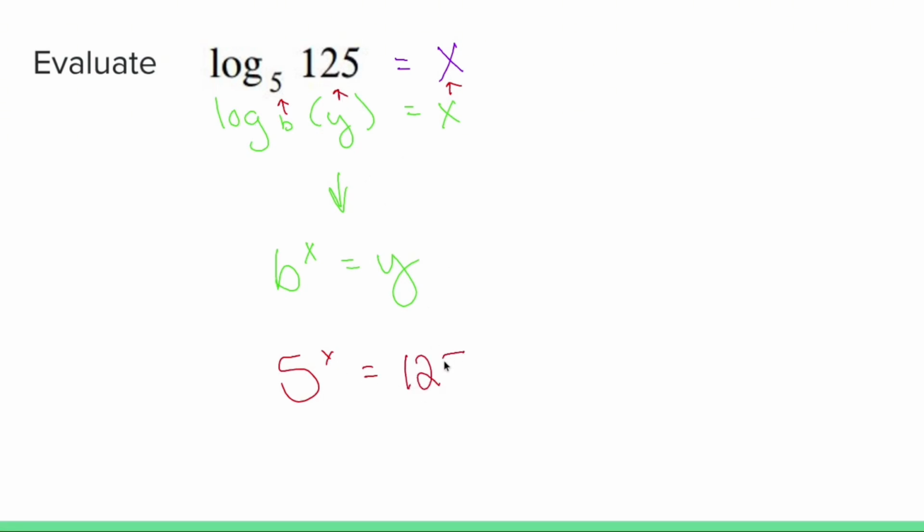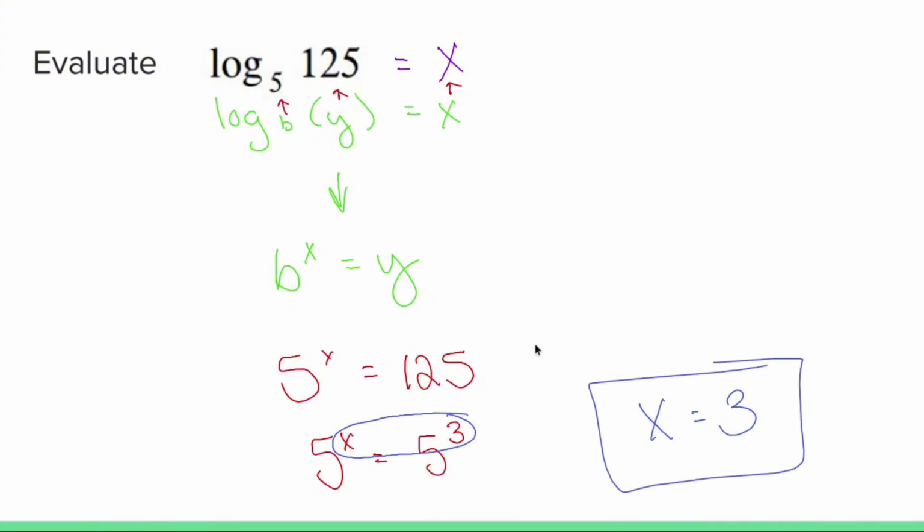And you might be looking at that and saying, oh, that doesn't help me very much. It does if you use the same base formula. 125 happens to be 5 times 5 times 5, which is 5 to the third. And if you have 5 to the x equals 5 to the third, the same base formula says that x equals 3, which makes sense. 5 to the x equals 5 to the third means x equals 3, and that's going to be your answer.